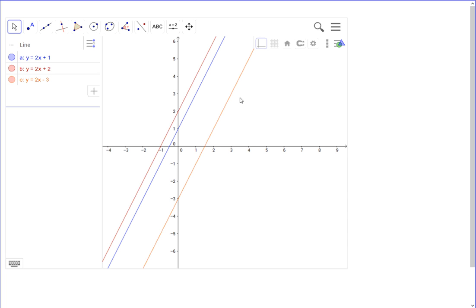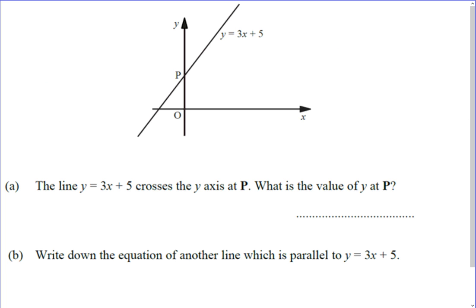Okay, right, let's have a look at some questions they give you relating to parallel lines. So the line y equals 3x plus 5 crosses the y-axis at P. What is the value of y at P? So we know that so well because we know 5 is your y-intercept. So that coordinate there will be 0, 5. So the value of y at P is just 5.